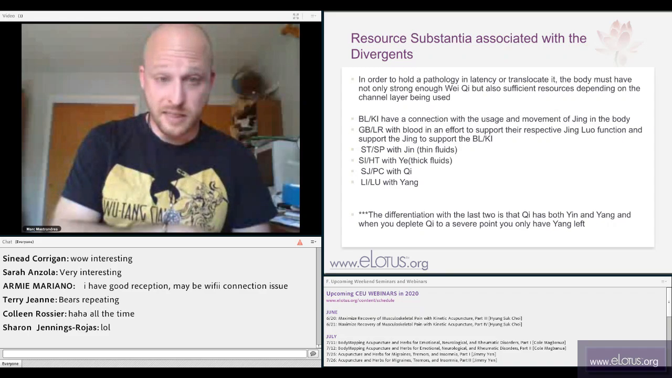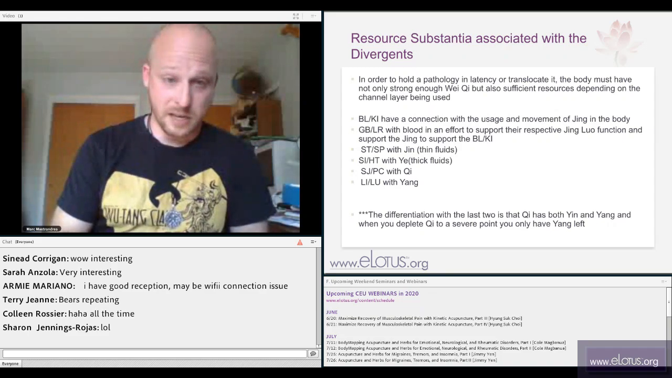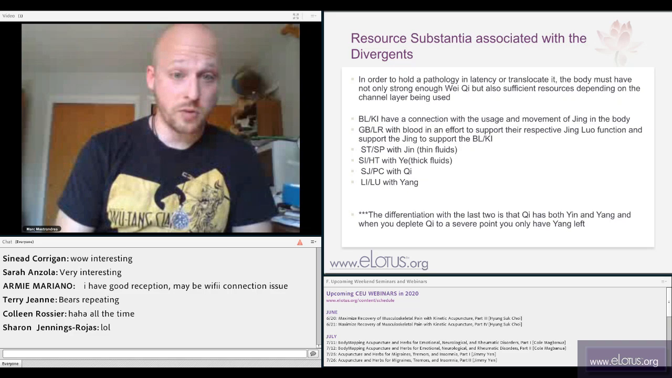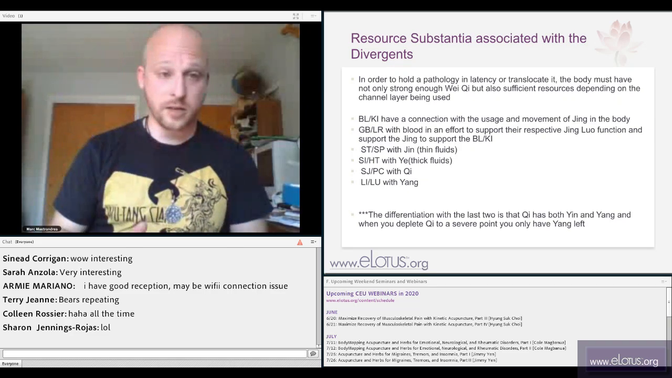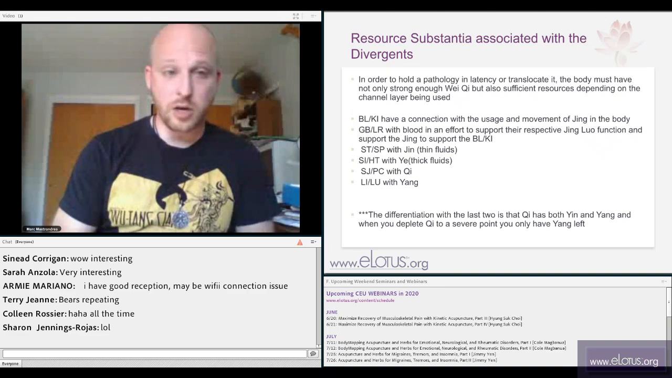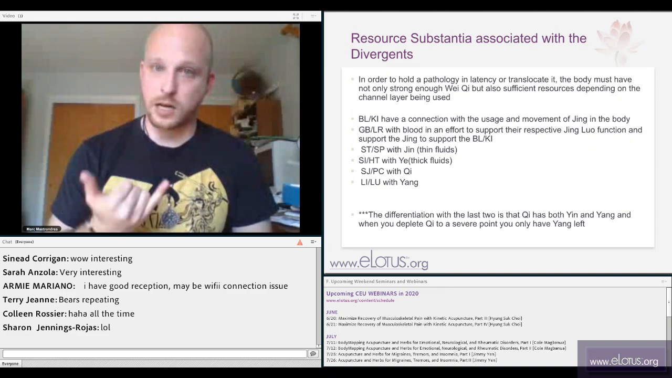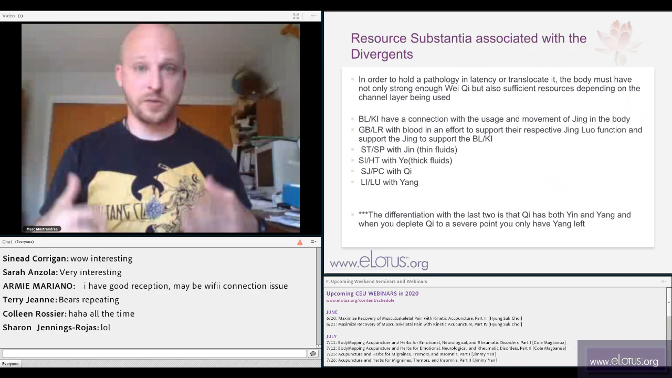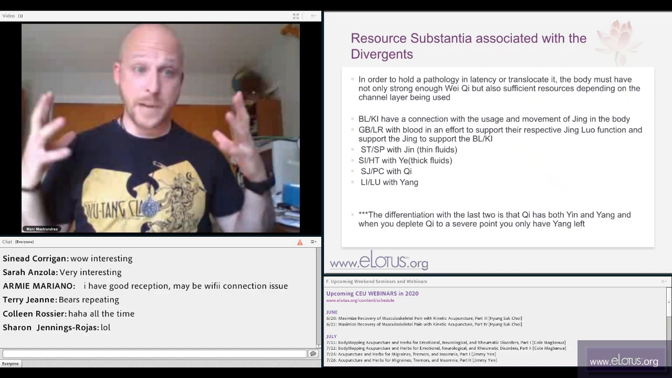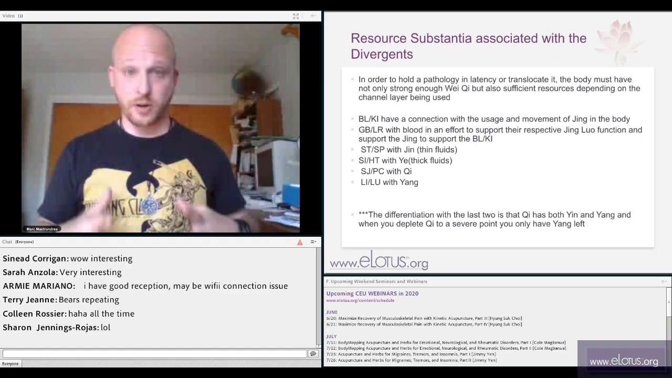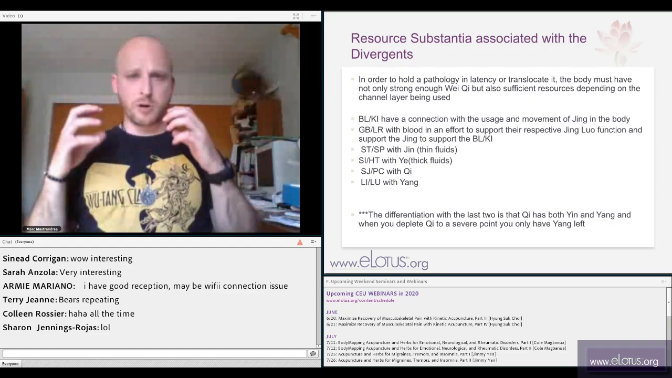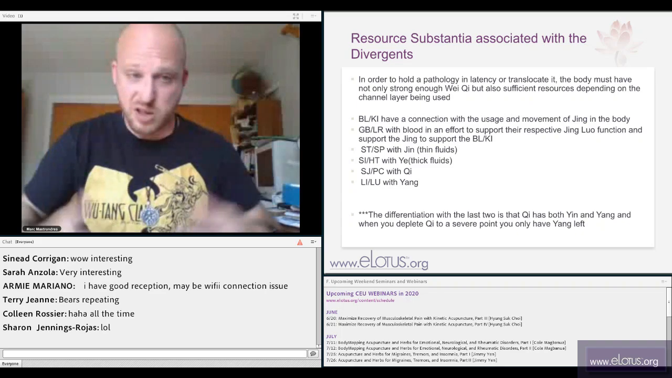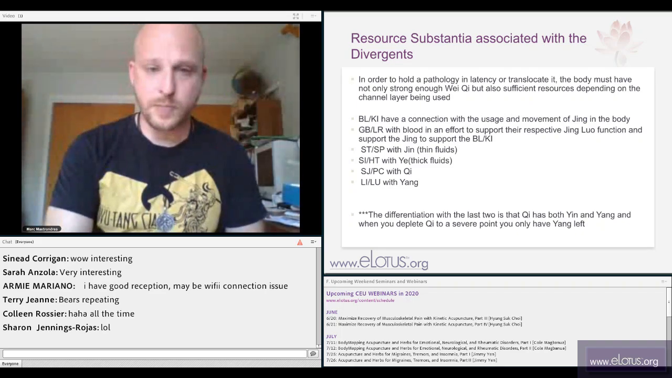Stomach and spleen use jin, the thin fluids. Small intestine and heart use ye, the thick fluids. Sanjiao and pericardium use qi. And the lung and large intestine use yang. Now, the reason there's a differentiation between the last two is because in qi, you have yin-yang qi. But when you get down to the large intestine and lung, you're kind of screwed. You have no yin qi left. You just have yang, and yang is very ethereal, and things are shutting down, and you're in a bad situation. These are the people who are delirious, who are being intubated, who are in a really, really rough spot. They're gasping. Everything's shutting down. Organs are shutting down. That's yang qi, right? There's no more yin. It's burning everything up. So that's that level. Keep that in mind.